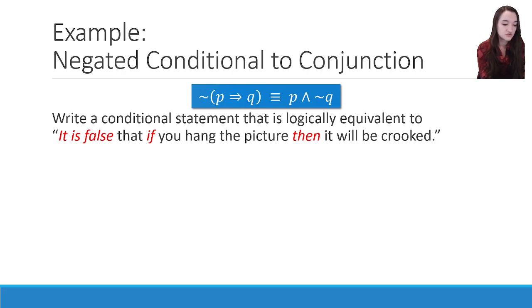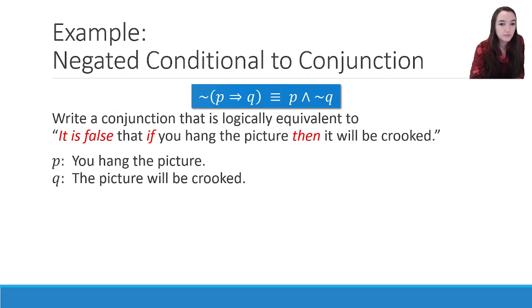So write a conditional statement that is logically equivalent to "it is false that if you hang the picture, then it will be crooked." This should be write a conjunction statement, not a conditional statement. So write a conjunction statement that is logically equivalent to "it is false that if you hang the picture, then it will be crooked." So we're going to start from our P, which is you hang the picture, and Q is the picture will be crooked.